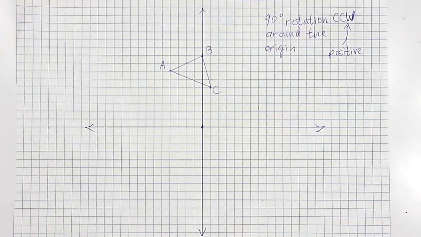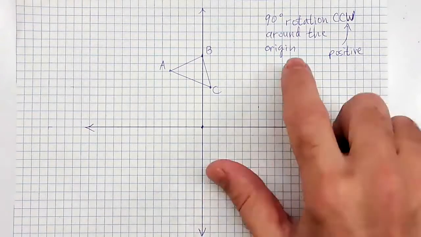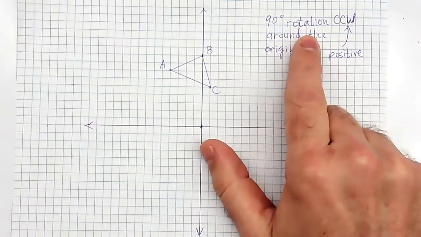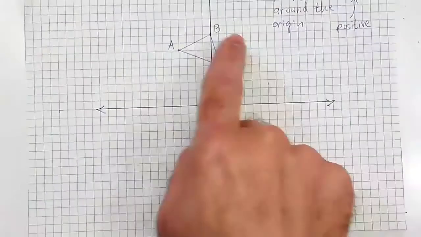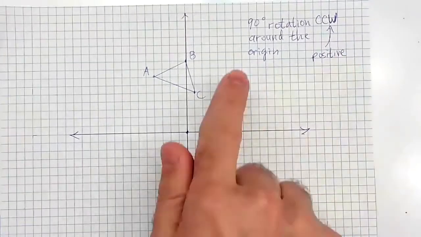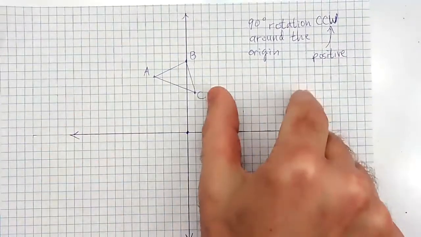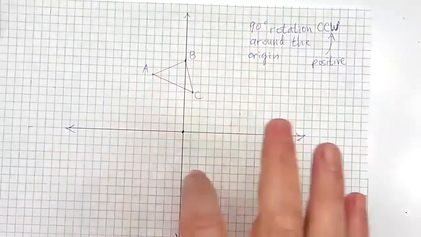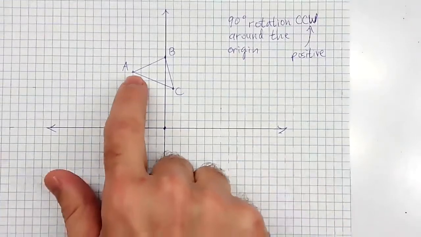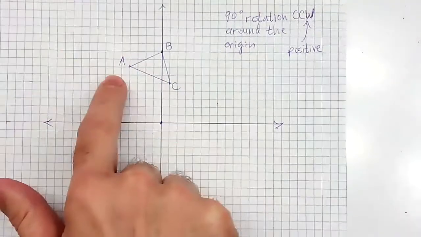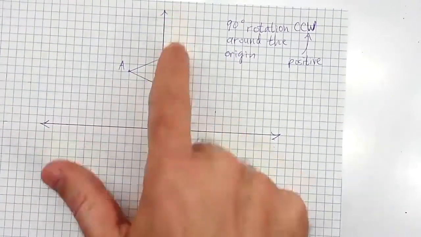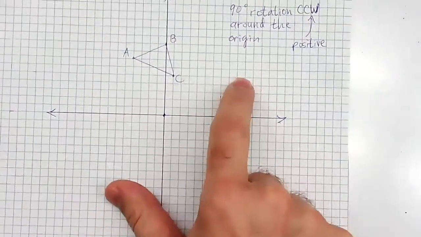All right, let's try out a problem. So we have triangle ABC, and we're going to complete a 90-degree rotation counterclockwise. Opposite direction of a clock, also known as a positive rotation, in the same order as we number our quadrants, 1, 2, 3, 4. I picked this problem because vertex A is in the second quadrant, vertex B is on the quadrantal, and vertex C is in the first quadrant.